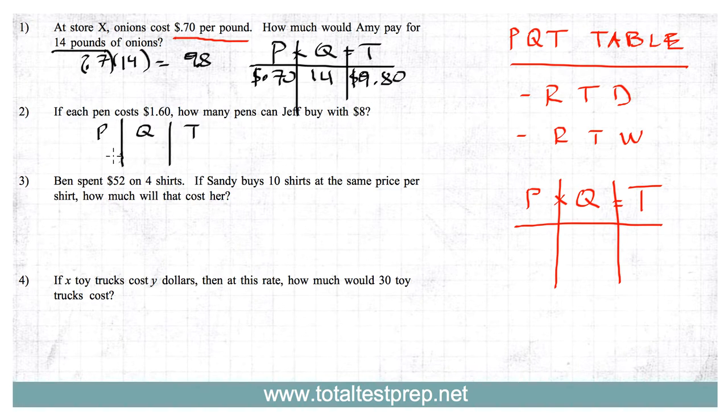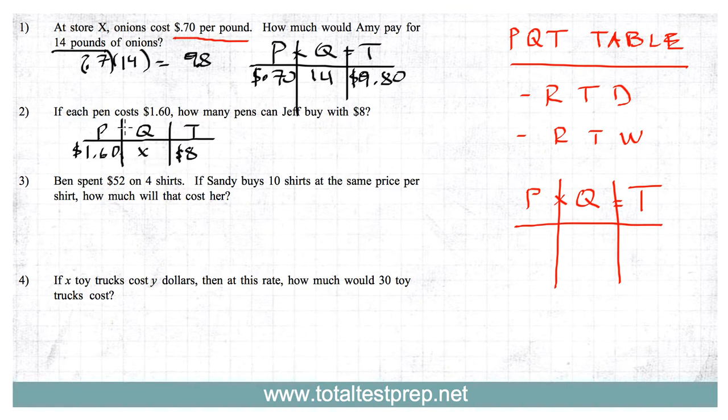That means we can set up our table. Our unit price is $1.60. Each pen is $1.60. Each indicates a unit price. How many pens can Jeff buy with $8? We're not told the quantity. That's what we're asked, so we'll put a variable there. We are told the total cost, or the total amount of money Jeff is going to spend, and that's 8.